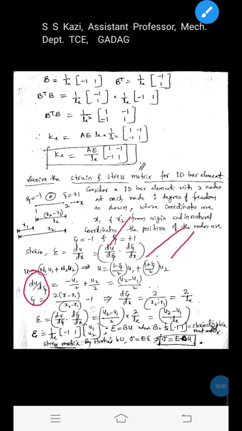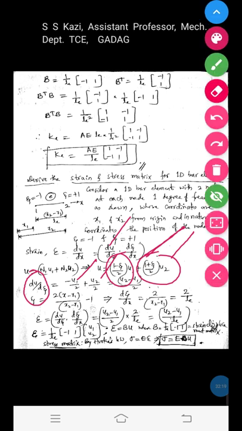Once you substitute this, let us first find du by d zeta. Let us differentiate this expression with respect to zeta. If you differentiate this expression with respect to zeta, du by d zeta, you will get the first term minus u1 by 2, and the second term plus u2 by 2.